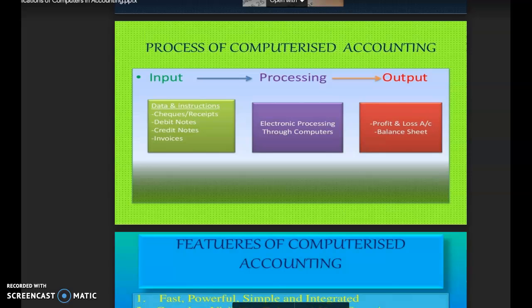Processing means that it classifies the transactions, summarizes the transactions, and posts them into the respective ledger accounts. Finally, with reference to the output, it gives us the results with the help of various financial statements like the trading profit and loss account, balance sheet, cash flow statement, funds flow statement, comparative statements, and the various reports required by the various users of accounting. So you can understand that the process is the same, but it is done under the computerized accounting system with the help of computers.